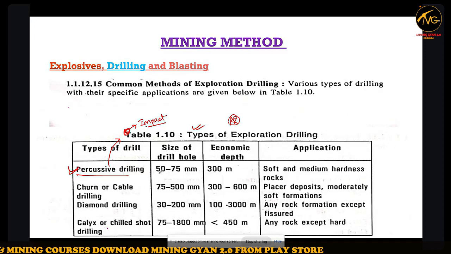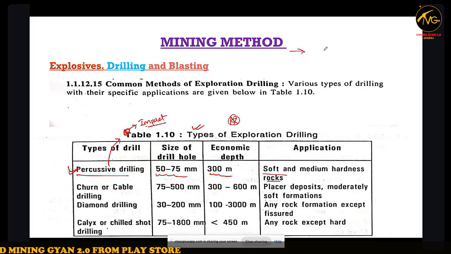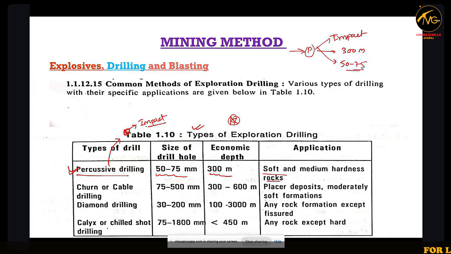Second, 50 to 75 mm. Economic depth is 300 meter. It is used for soft rock. So for percussive drilling, you should remember these points. The first principle is impact. Second, it is economical up to 300 meter. Third point is that its hole diameter is smaller than everyone else's. 50 to 75 mm is the hole diameter, the drill hole being made.